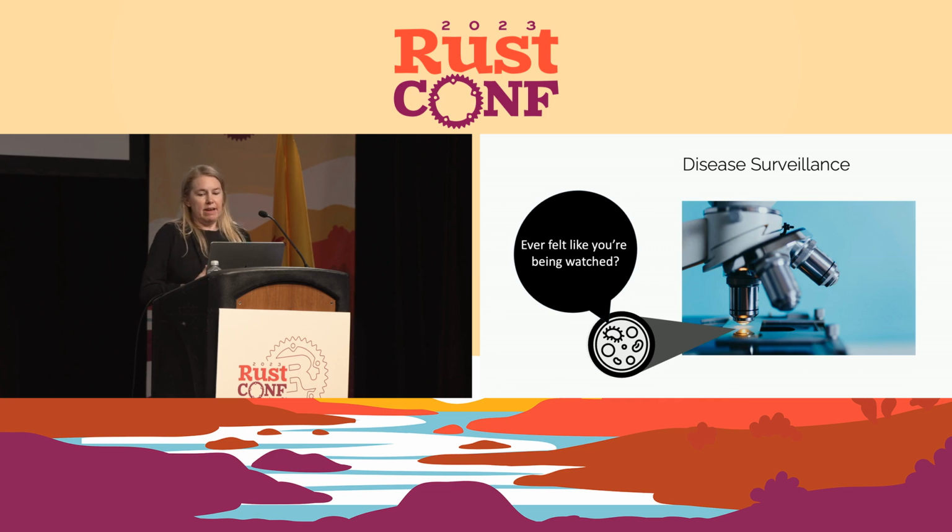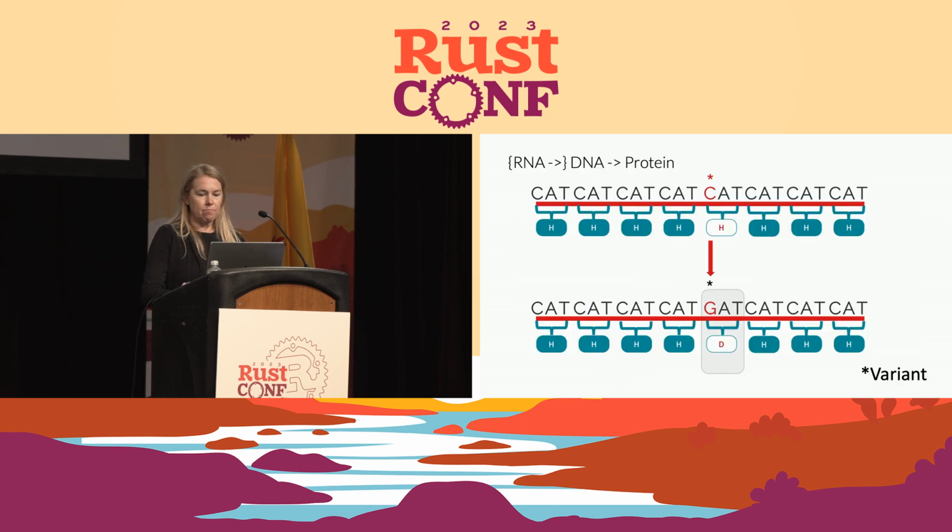So one of the very big areas in biology currently is disease surveillance. And we're very well aware of that lately because of identifying variants in the DNA sequence. I should quickly point out that although DNA is the genetic material in nearly all organisms, RNA is the genetic material in some viruses, which includes the COVID virus, SARS-CoV-2. So in order to sequence SARS-CoV-2, we first have to convert the RNA to DNA.